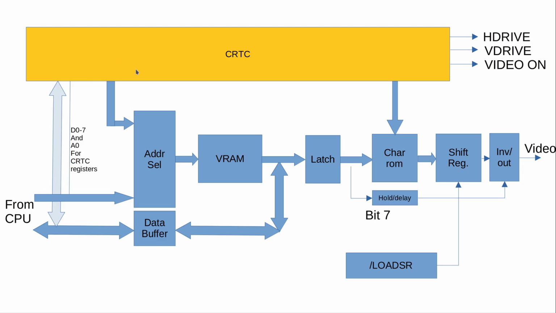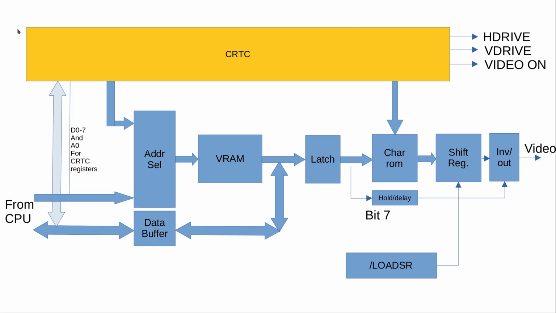So we have the CRTC that creates the addresses for the video RAM, for the video refresh. We have the CPU interface. We have an address selector that selects if the CRTC or the CPU addresses the video RAM. We have the latch that takes the data from the video RAM, or we have the feedback to the CPU for the data for the CPU access. We have the fixed character ROM. It's still fixed character ROM. The hold delay for the bit 7 for the inverse bit is still there. We have the shift register and inverter. So this is basically the same.